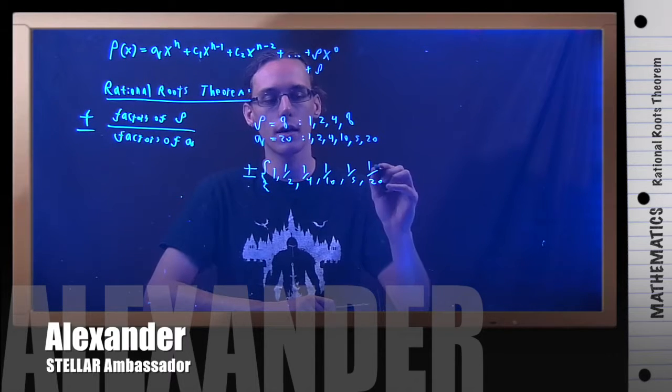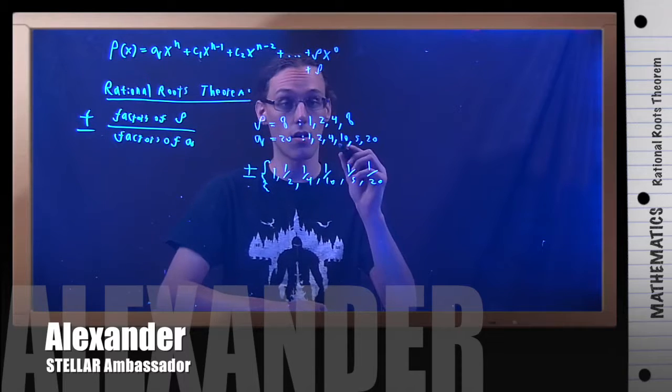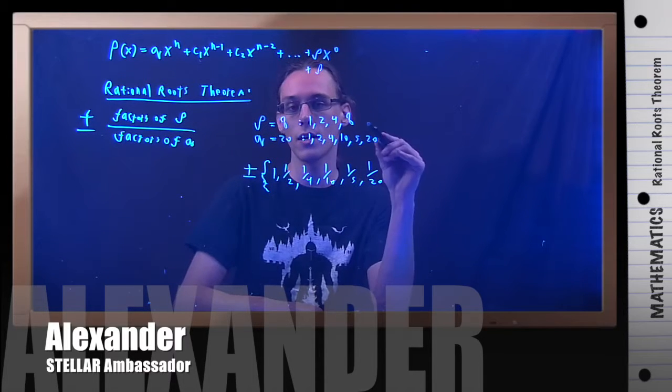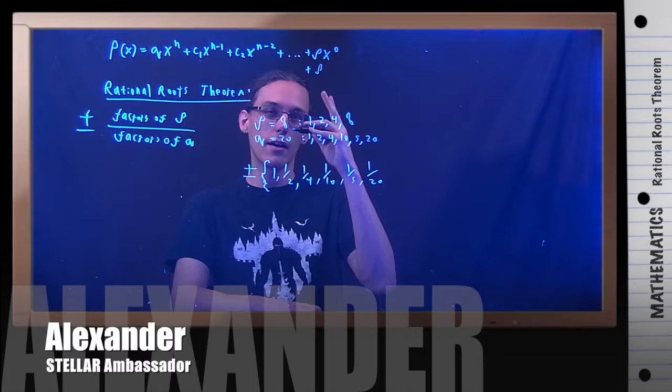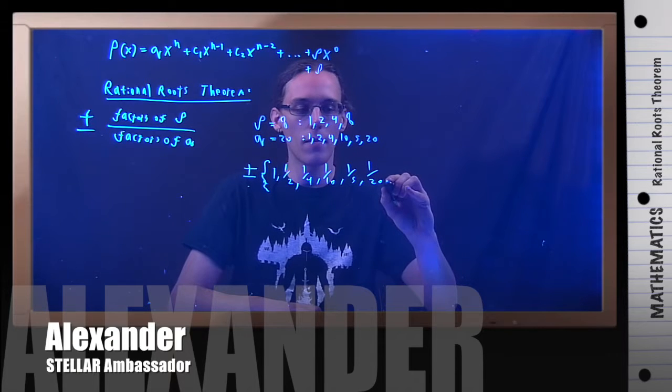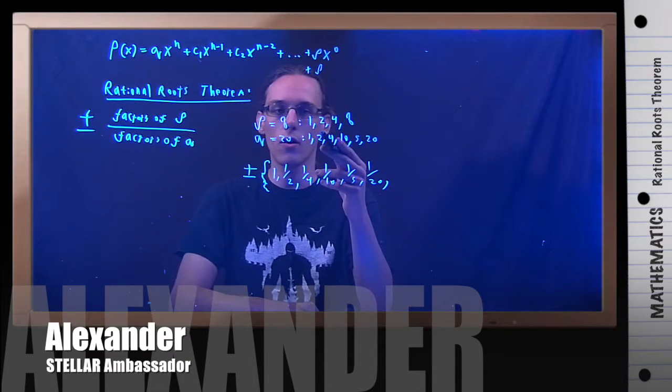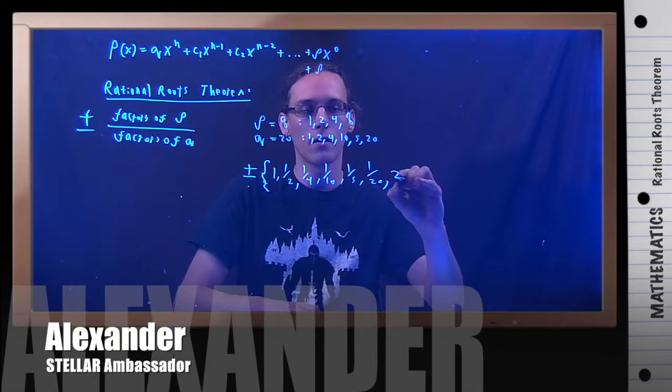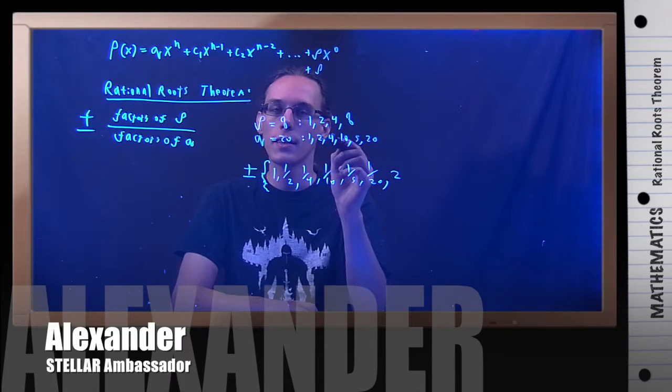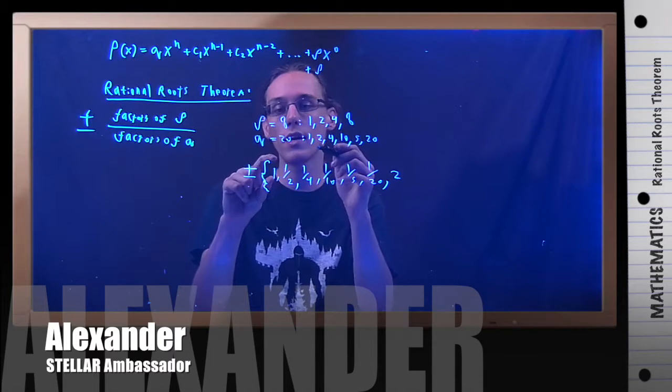And you may already be like, oh my gosh, this list is long because I've done the 1 overs. Now I do the 2 overs. Now, there's a couple things here that make this not as bad. First of all, 2 over 1, I don't have that, so I put it. But if I do 2 over 2, that comes out to be 1, and I've already listed it.